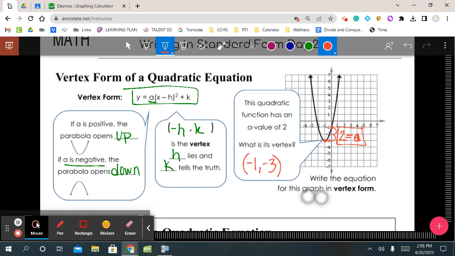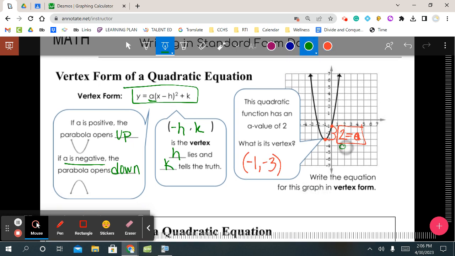Writing that in vertex form. So this is our A, H, K. Y equals 2, parentheses, it'd be X minus a -1. So that's going to be a positive 1. That's where we're saying H lies, so you flip it. And then minus your K. So hopefully you guys are noticing this is a little bit lengthier than yesterday's. And so we're going to talk about how to work all of that out.